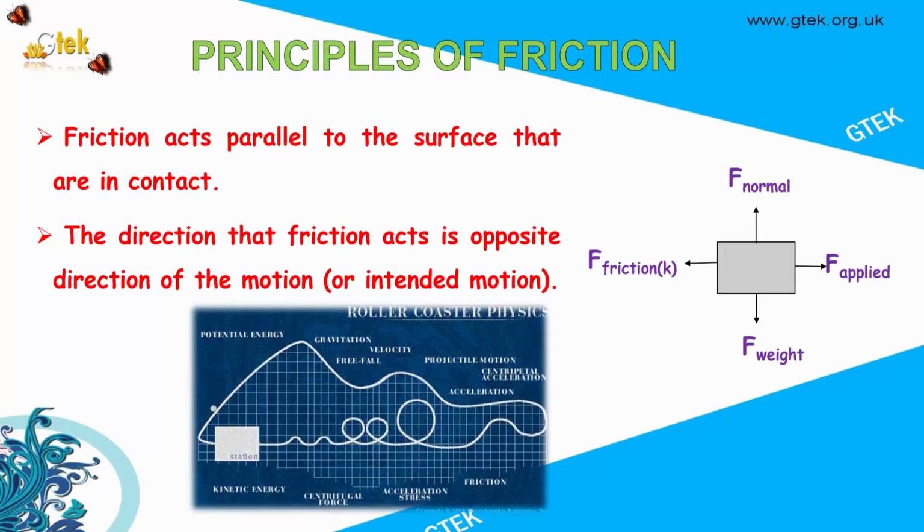Let us discuss some principles of friction. The first and foremost thing is that friction acts parallel to the surfaces that are in contact. And also, the direction that friction acts is opposite to the direction of the motion, that is said to be the intended motion. You can see here how the friction is acting upon an object.